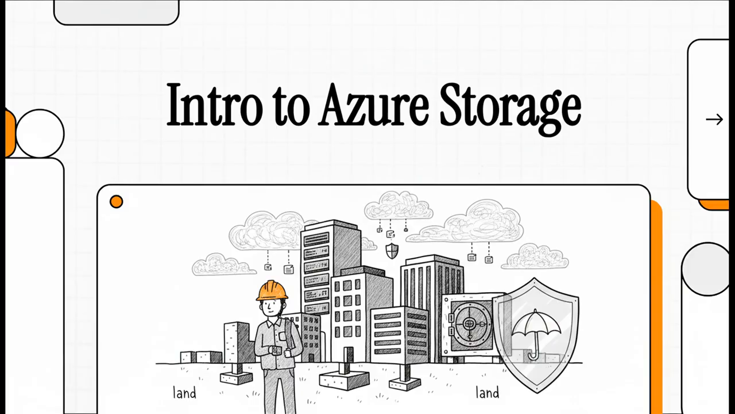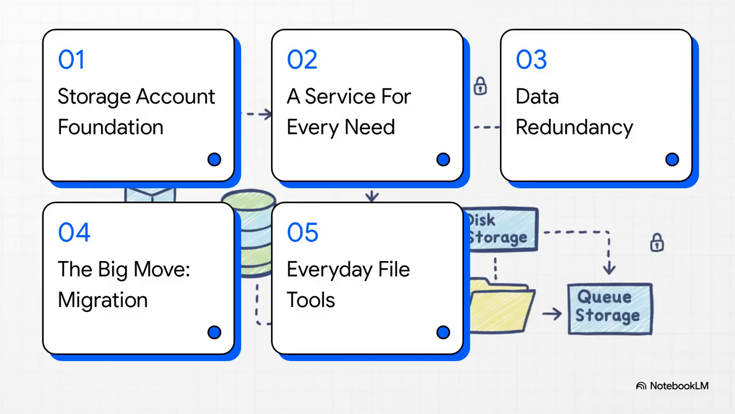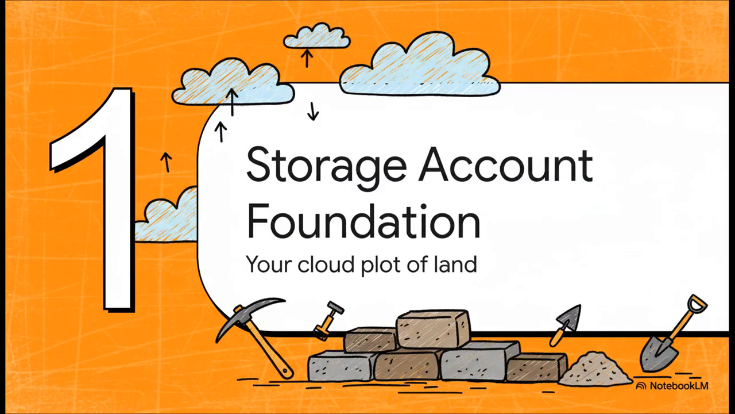Azure Storage. So here's the plan, our blueprint for today. First, we're going to stake our claim on a plot of land. That's the storage account. Then, we'll check out the different kinds of buildings we can put on it. After that, we'll talk about ensuring our data with something called redundancy. And then we'll get into how to actually move in with migration tools, and finally, the everyday toolkit you'll need once you're settled. Okay, let's get right to it.